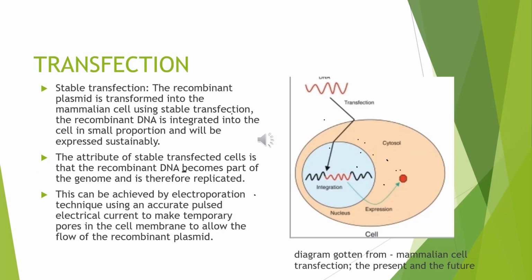To transform the vector into a mammalian cell, I will be using the process of transfection. There are two types of transfection. We have the stable transfection and the transient transfection. The stable transfection passes the introduced DNA to their progenies. The recombinant DNA is integrated into the cell in small proportion and will be expressed sustainably. The attribute of a stably transfected cell is that the recombinant DNA becomes part of the genome and therefore replicates.